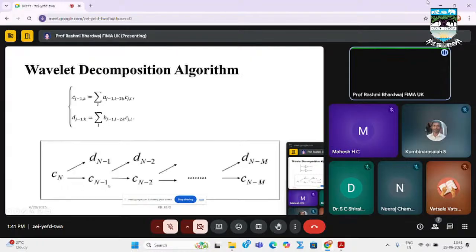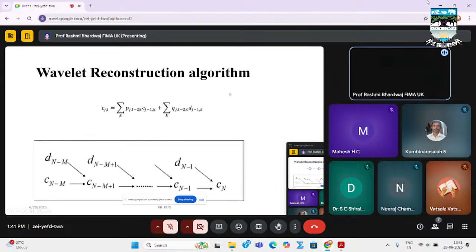Again we divide this Cn minus 1 into two parts, Dn minus 2 and Cn minus 2. So basically we take the data, leave the noise part, and then divide it into the final scale of this structure. In the same way, for the reconstruction algorithm, we have Dn minus 1 and Cn minus 1, recombine these and we get this structure, recombine again and we get this structure. So it is both phases, decomposition and then reconstruction of the structure.